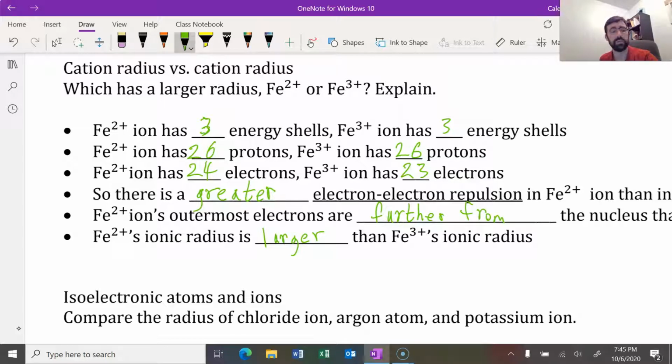But I do want you to be able to explain why. It's because you have a different number of electrons. The more electrons leads to additional electron-electron repulsion, which we use to explain if the number of energy levels is the same and if the number of protons are the same. If both of those things are the same, you have to look at the number of electrons.